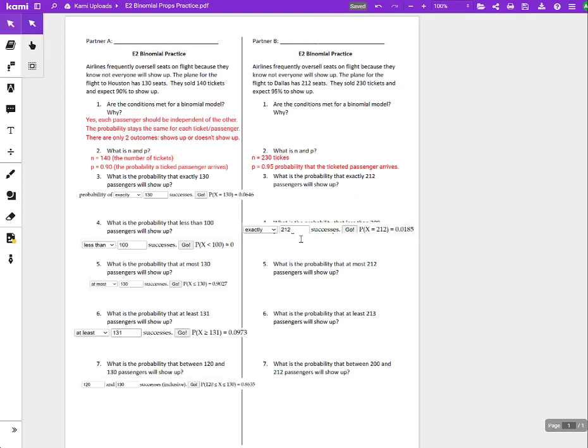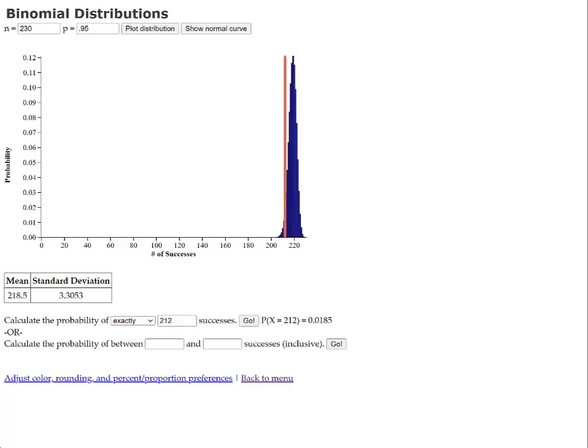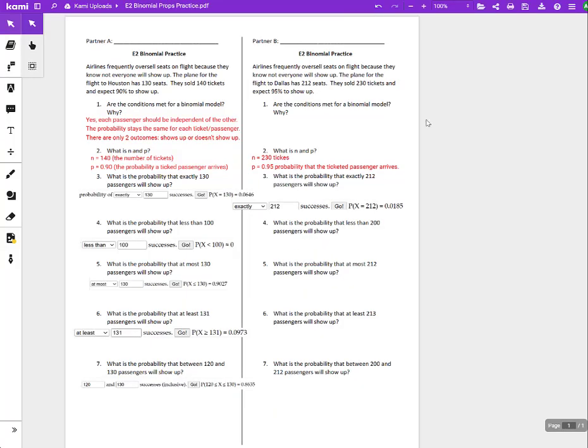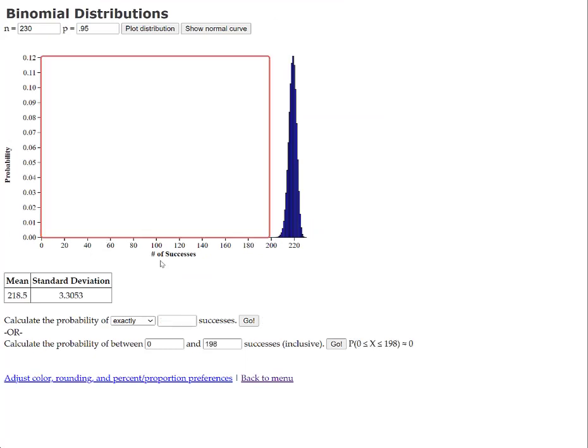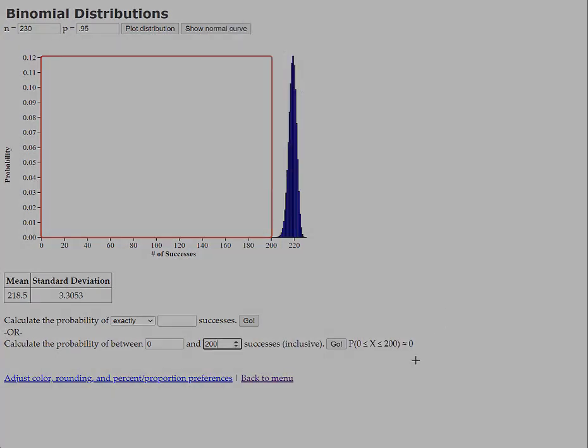Did I set up with 230, didn't I? Go ahead and that'll be right there. 230 and 0.95, right? Yes. All right. Just making sure I'm putting the right answers. Less than 200. So you could try and highlight all this, but you can see I was a little bit off. So it's easier actually to come down here and put it in. And again, it's still pretty darn close to 0. So that's okay. Just go ahead and put it right there.